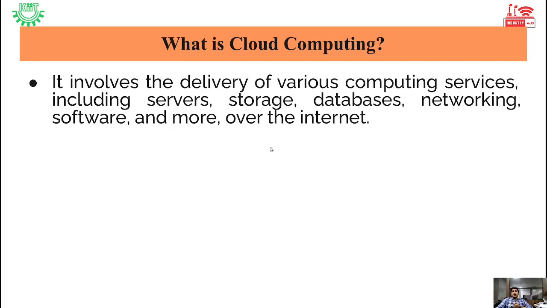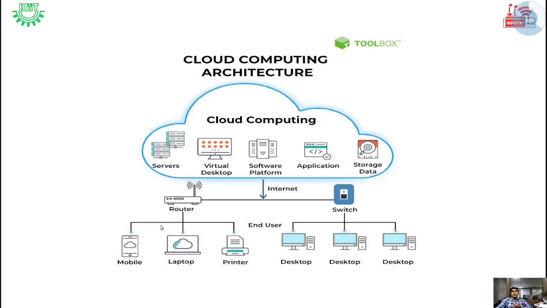So let us have a look at the architecture of cloud computing, as you can see here. Here you can find the end user devices like mobile, laptop, printer, desktop, etc. These are connected via gateway devices like routers, switches, etc. to the internet. Then through the internet they can access the cloud computing resources, which include servers, virtual desktop, software platform, applications, and storage for data.